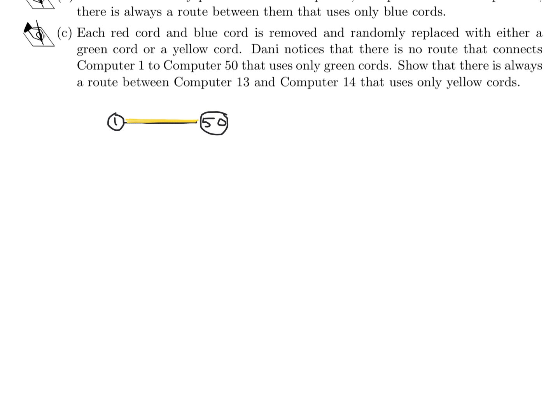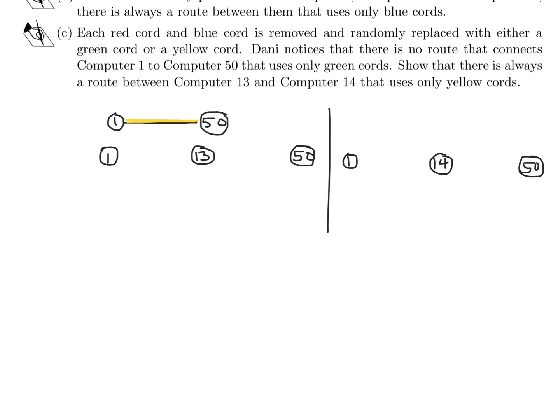And then they're saying they've got another scenario where you want to connect, you got to have 13 in there somewhere, or 14 in there. So you got 1 to 13, and then 13 to 50. And then you've got another scenario, you have 1 to 14, and 14 to 50. Like that.